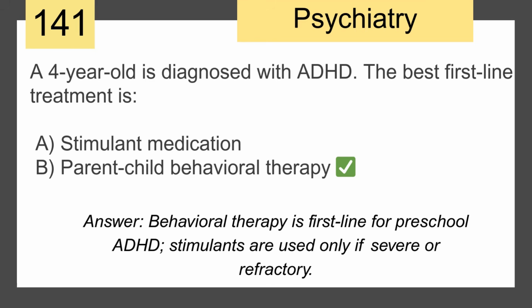Question 141, a 4-year-old is diagnosed with ADHD. The best first-line treatment is not medication for a 4-year-old, but parent-child behavioral therapy. We don't start giving the stimulants at age 4.